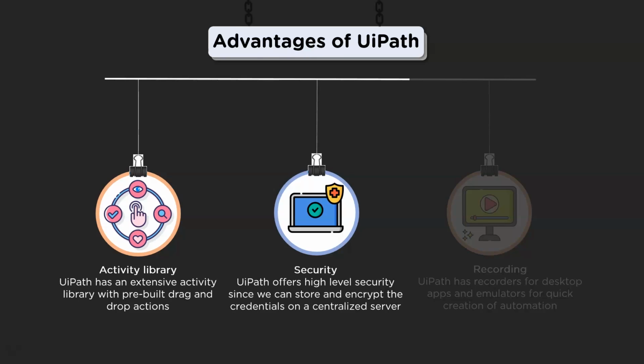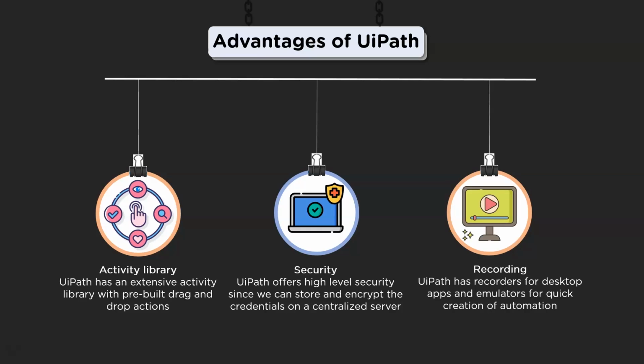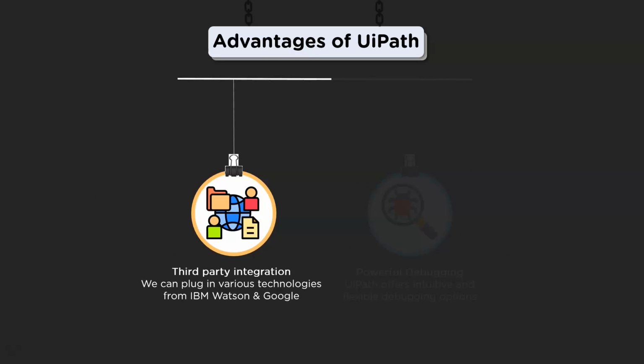Next up is security. RPA deals with a variety of information like credit card numbers, financial information, and passwords. UiPath offers extensive security since all the information can be encrypted and stored on a centralized server. Up next, we have recorders. So UiPath uses a micro recorder to record the user actions such as mouse clicks and keystrokes. Once the actions are recorded, they can be emulated using emulators for quick automation. Third-party integration. UiPath can be integrated with third-party plugins like IBM Watson and Google plugins.